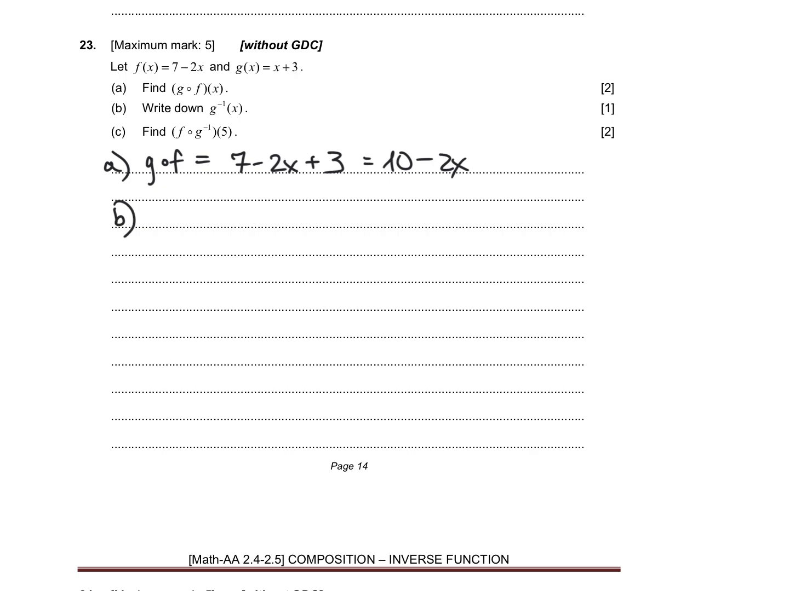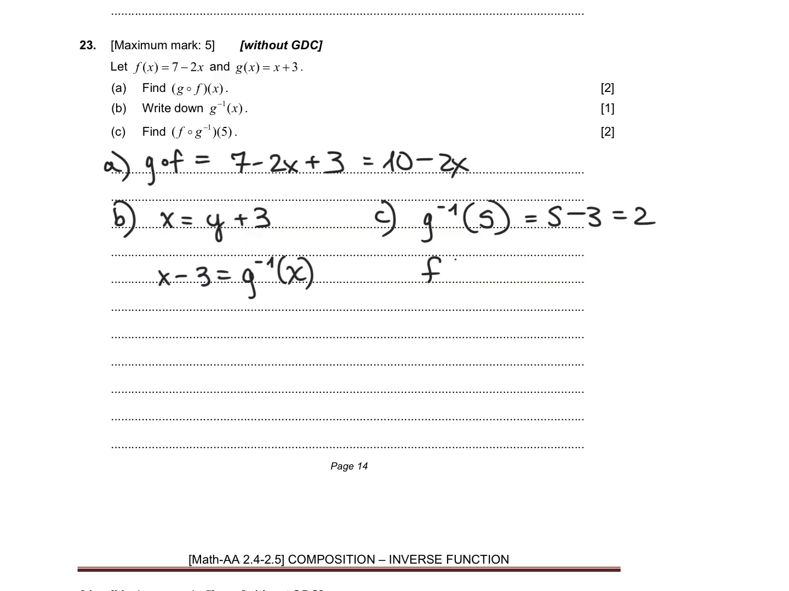So for b, we want the inverse of g, so we have x equals y plus 3. So we're going to have x minus 3 equals the inverse of g. And for c, we want to substitute into the inverse of g 5. So g inverse 5 is 5 minus 3, 2. And then we want f at 2, which is going to be 7 minus 4, 3.